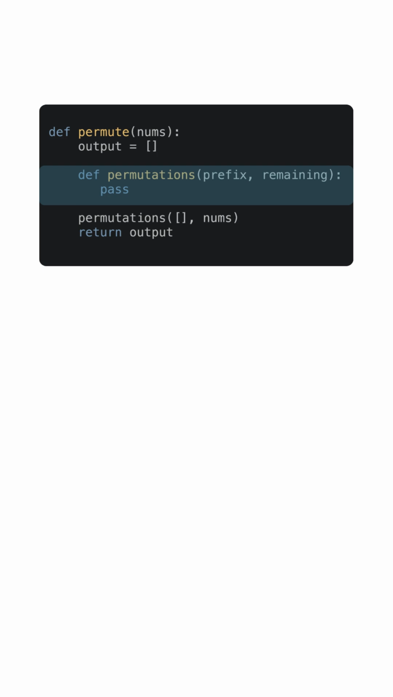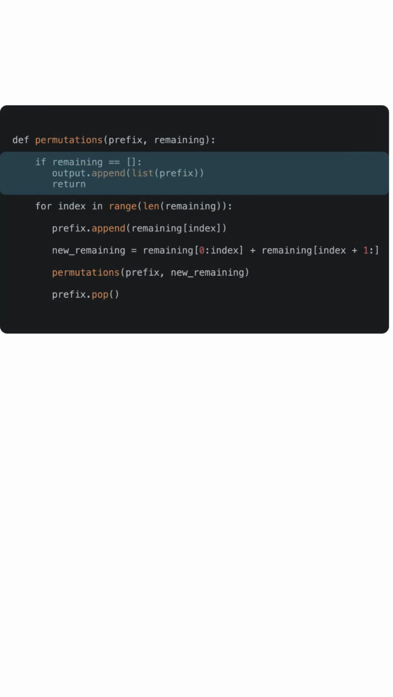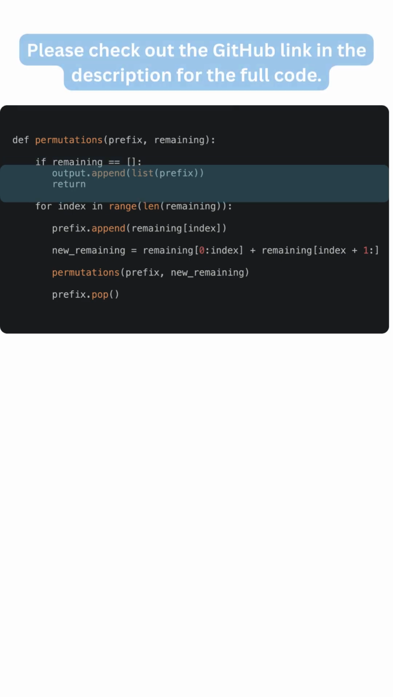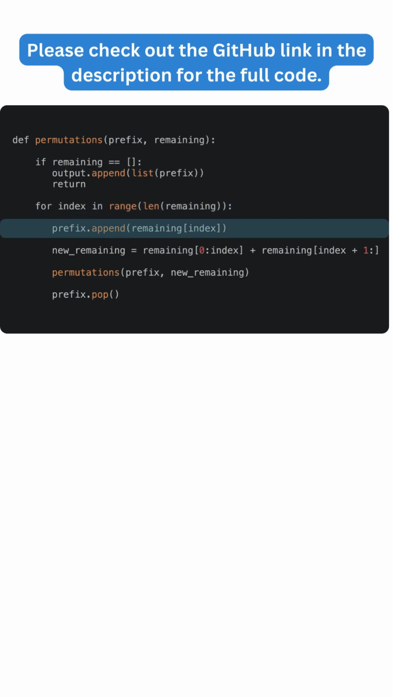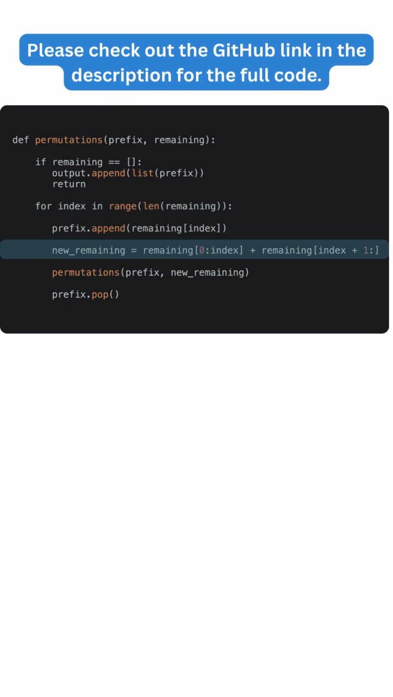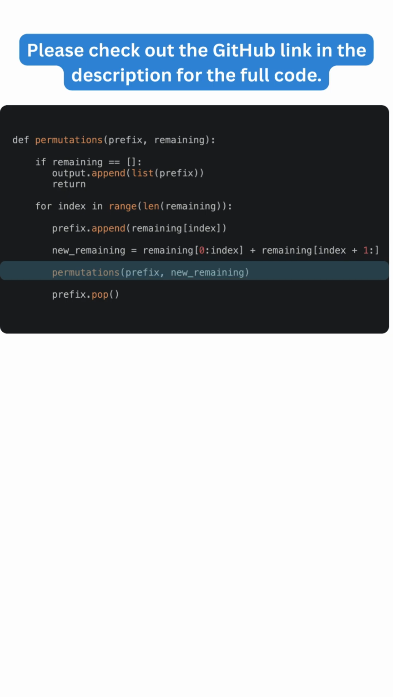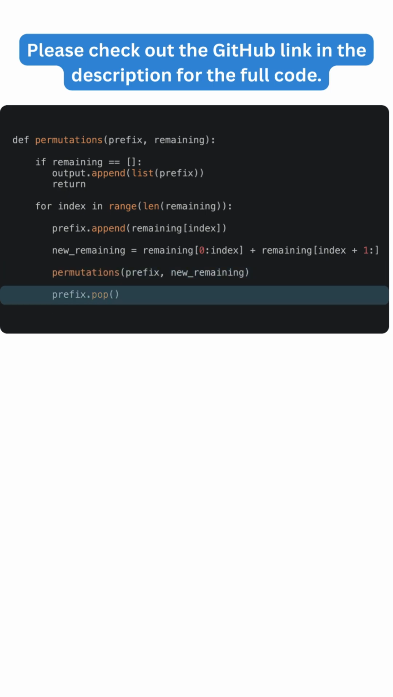We define the permutations function which takes prefix and remaining as parameters. For the base case, if remaining is empty, this prefix is a full permutation added to the output. Otherwise, loop through each number in remaining, take that number, add it to the prefix, remove it from remaining to calculate the new remaining, and recurse with these updated lists. Remove the last element added to the prefix, effectively backtracking to allow the loop to try the next available element.